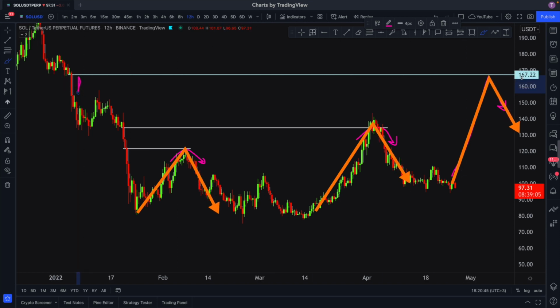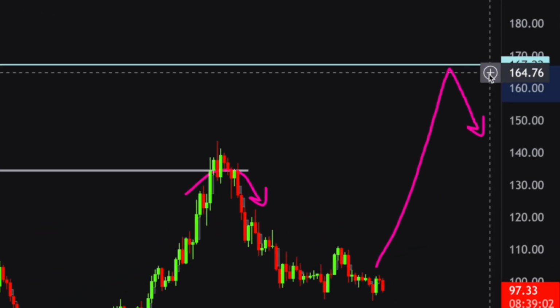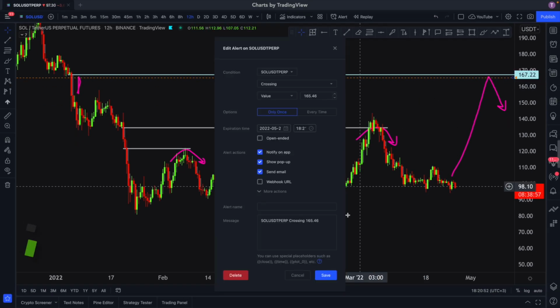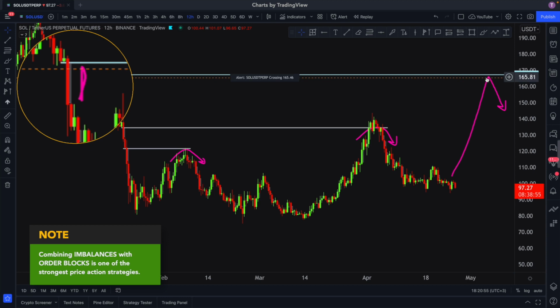As I said at the beginning of the video, imbalances, as the name suggests, are unnatural and need to be corrected. Do not worry, imbalances are a core part of price action trading, and I'll prepare great videos for them.